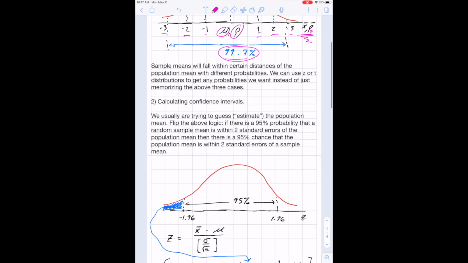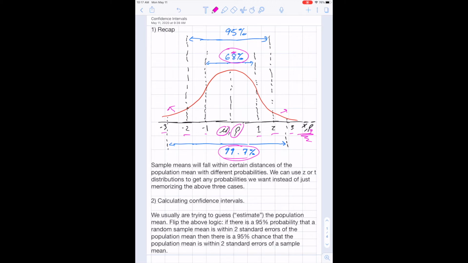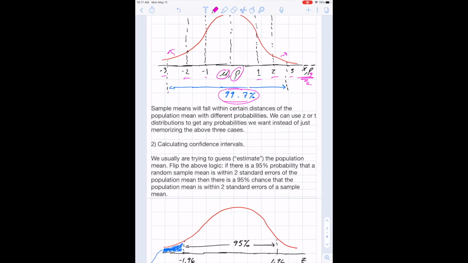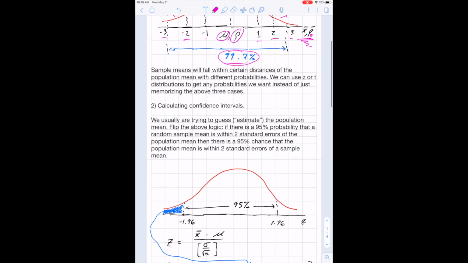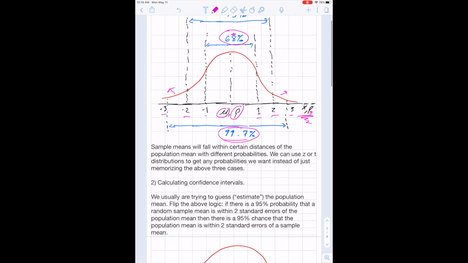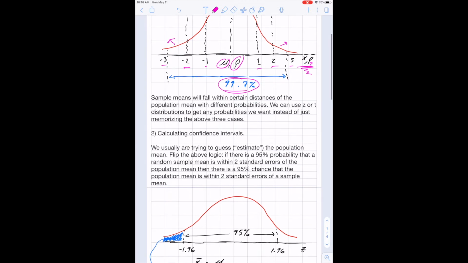So today's video is about using this idea that we don't just have to stick to these ranges right here to calculate confidence intervals. What this graph says is that 68% of sample means will land within one standard error of the population mean. And last time when we were doing the problems, we pretended we knew the population mean. But usually part of the point of statistics is to try to guess or estimate the population mean. That means we don't know the population mean. So in most cases, we will not actually know it, and we'll be trying to use the sample mean, x bar, to guess what the population mean is.